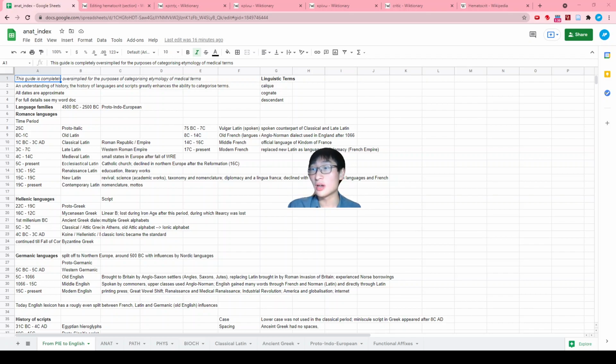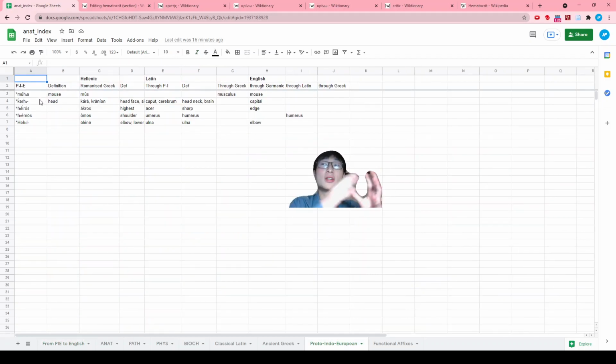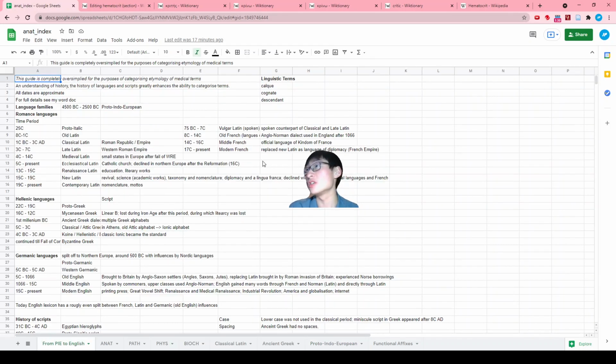One more thing I want to say. This project is all about finding the roots of words, of medical terms especially, as you can see at the bottom of my Google Sheets: anatomy, pathology, physiology. There's one slide which is Proto-Indo-European. I'm trying to find the original root in Proto-Indo-European because that enables us to find cognates. Cognates are very simply words descended from the same root.